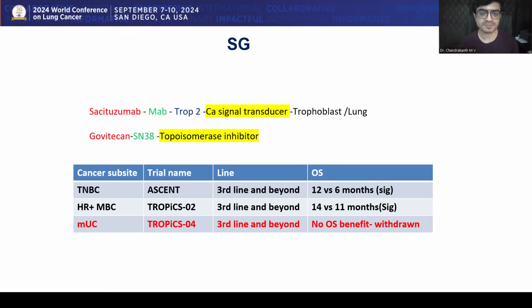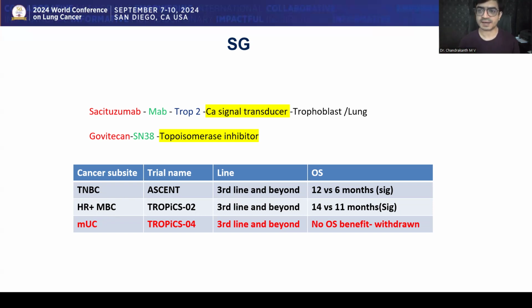What is Trop2? It's a calcium signal transducer. It is there both on the cell membrane and also in the cytoplasm of cancer cells. It was initially detected in trophoblast, therefore it is Trop2. It is also present in lung, breast, and also in urinary bladder. Therefore, you would see sacituzumab being used in multiple cancer types.